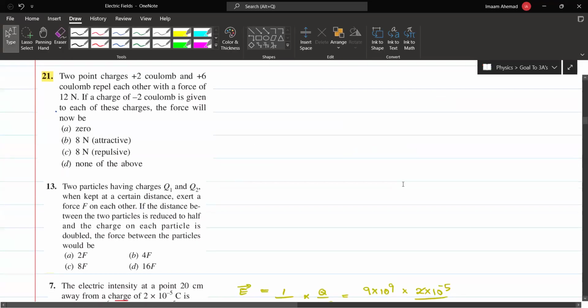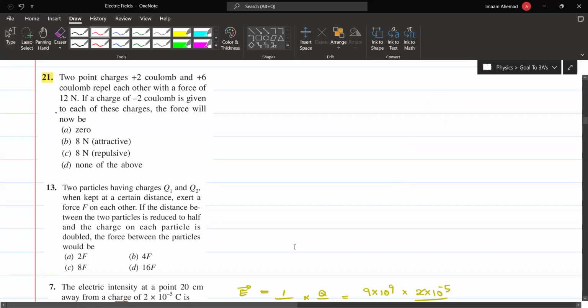Then how about question number 21? Most of you have sent the answers for 21 as well. The others also give a try. And those who got it correct can go for question number 13. And those who have doubts with 21 can listen to me.